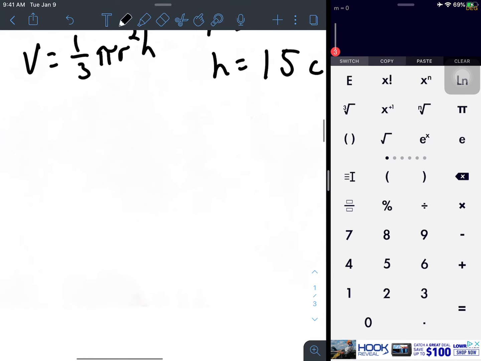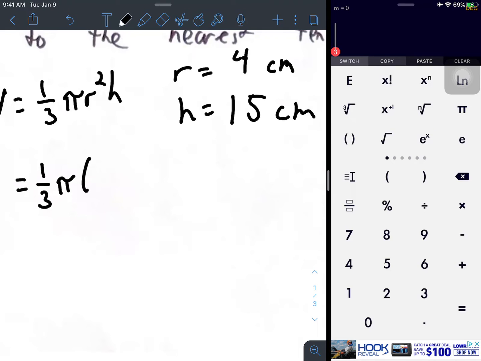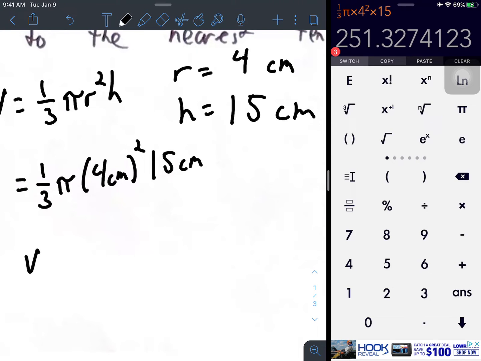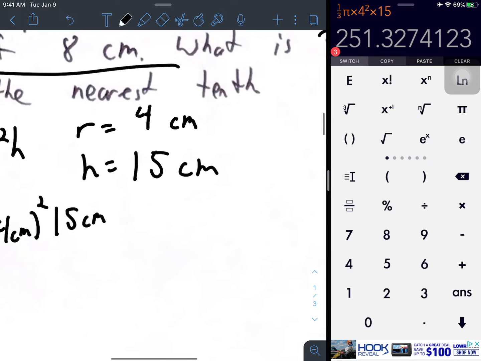And again, I can use the formula here. So 1/3 pi r is 4 centimeters, and the height is 15 centimeters. So again, on my calculator, 1/3 times pi times 4 squared times 15. And that gets me 251.327 and so on. So our volume, we are rounding to the nearest tenth again.